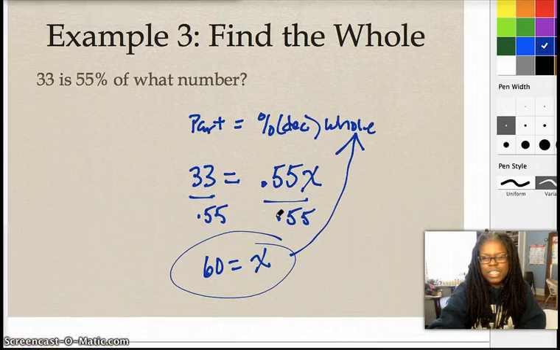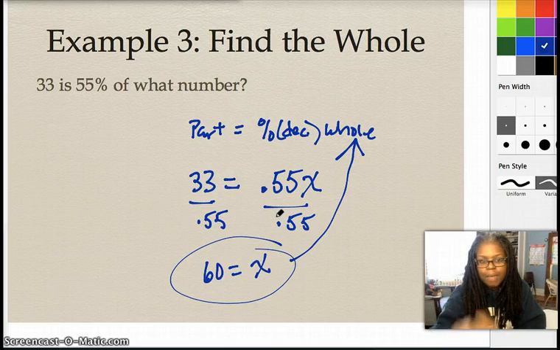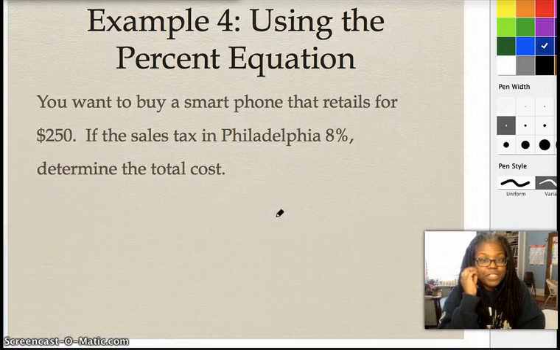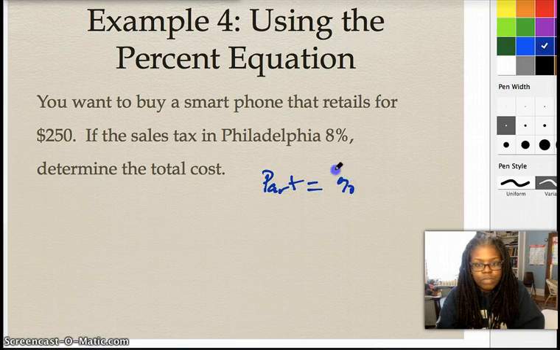And this might actually be easier than the percent proportion. It just depends. But in this section, you're going to use this, and on a test, you can use any one that you like, honestly. All right, so example 4, use the percent equation. So here again, we have a situation. I'm going to put the percent equation down. Again, part is equal to the percent written in decimal form times the whole. All right, let's get to the problem.